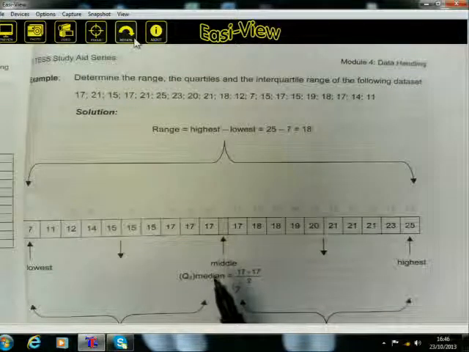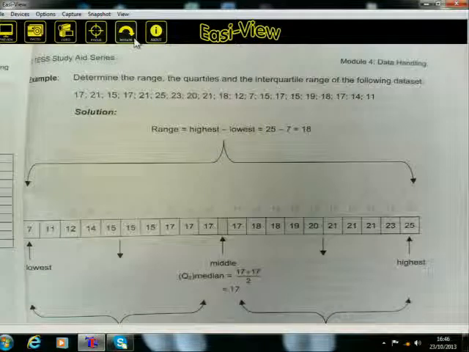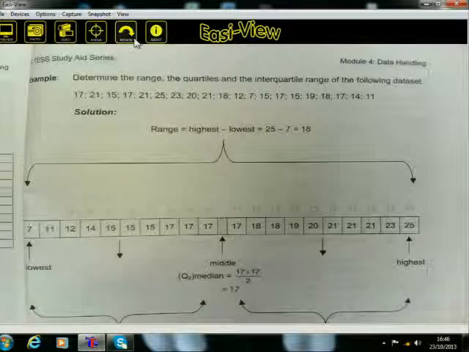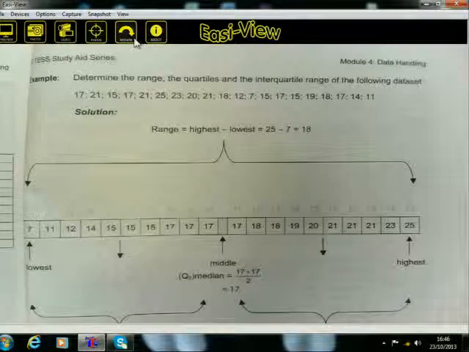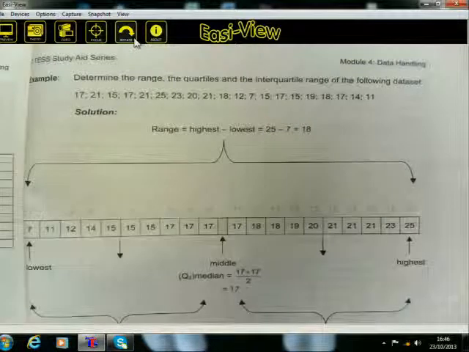Now, the question that I received says, how many methods are we having to determine the median? Come on. How many methods are we having?